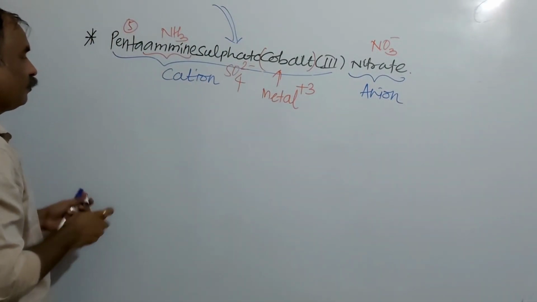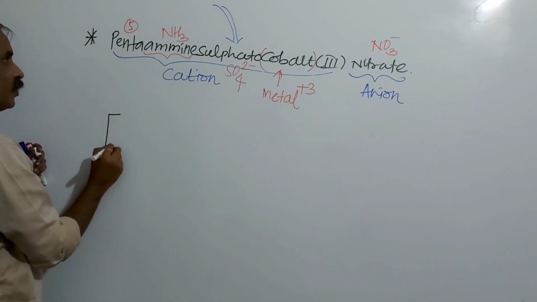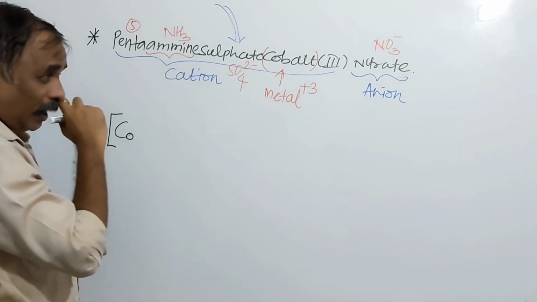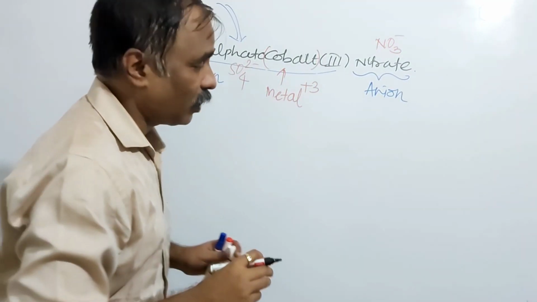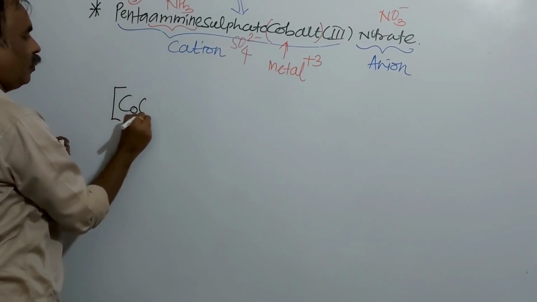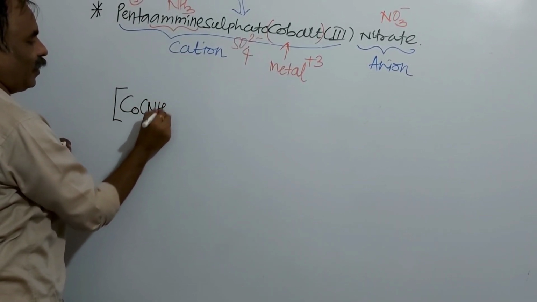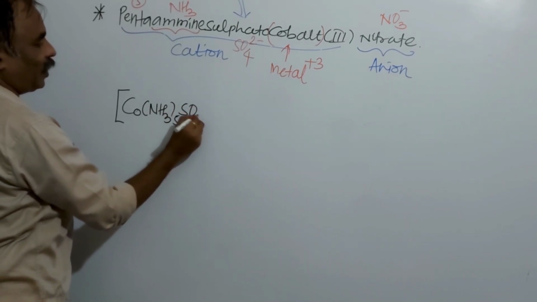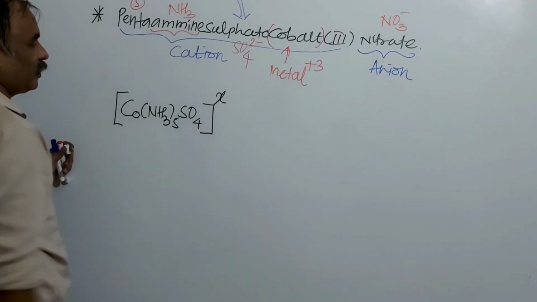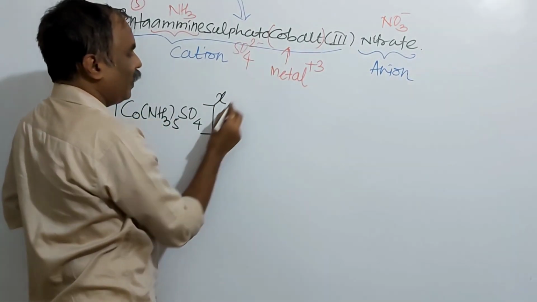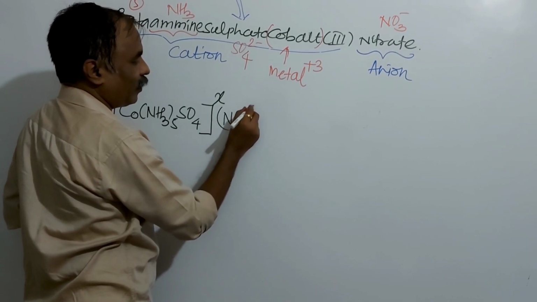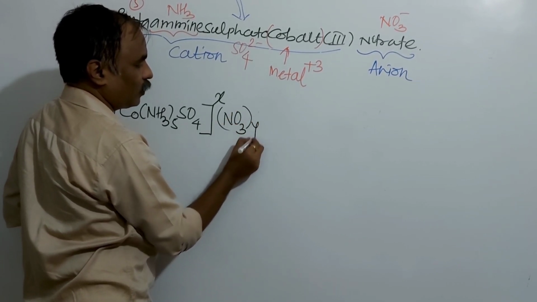व्हाट इज फार्मूला? स्क्वायर ब्रैकेट. फर्स्ट मेटल दैट इज कोबाल्ट. आफ्टर मेटल ligands, here different ligands are there, so we'll take first neutral ligands. Amine, how many? 5. NH3 5. Sulfato यानी SO4. We don't know what is charge on this square bracket. Consider it is X. Nitrate यानी NO3 minus. How many nitrate ions are there? We have to calculate, that is Y.